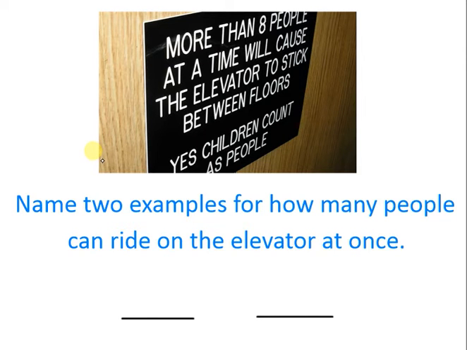All right, here's a sign in an elevator. More than 8 people at a time will cause the elevator to stick between floors. Yes, children count as people too. So there's a little humor there, okay? So name two examples for how many people can ride on the elevator at once. So more than 8 people at a time will cause an elevator to stick between floors. So how many people might you want to have on an elevator? Well, we want to have less than 8 people. So maybe we want to have 4 people, or maybe we want to have even 7 people. Okay?